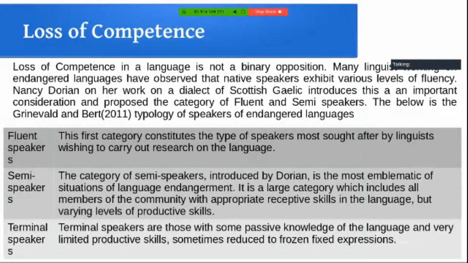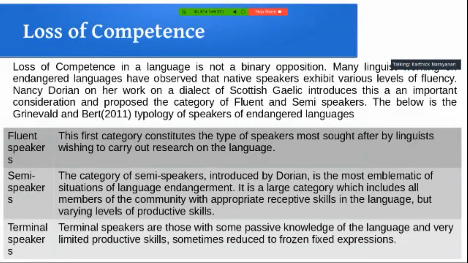But language competence is something that linguists should take into account, because this will make you understand that you're not going to get language data from everyone, and every language speaker is not interested in working with you. So the very first idea of competence loss was identified by Nancy Dorian in her work on Scottish Gaelic in the early 1970s. She gives two concepts, fluent speaker and semi-speaker. Now this is later expanded into a full-on typology by Grinevald and Bert.